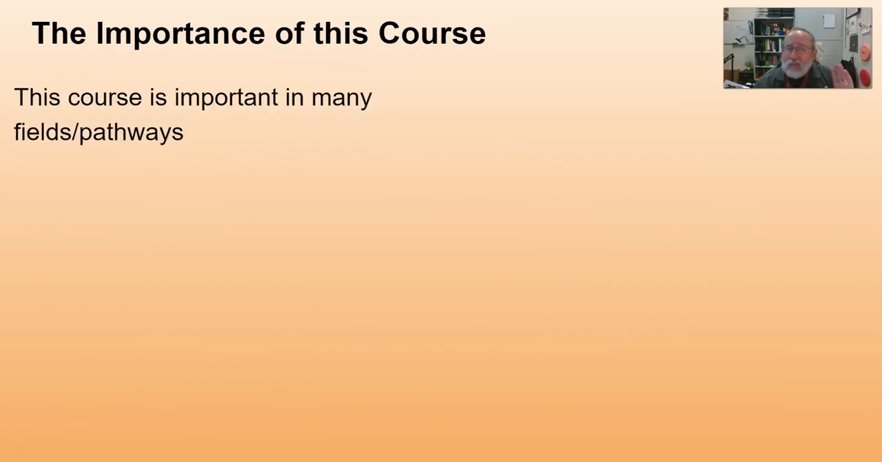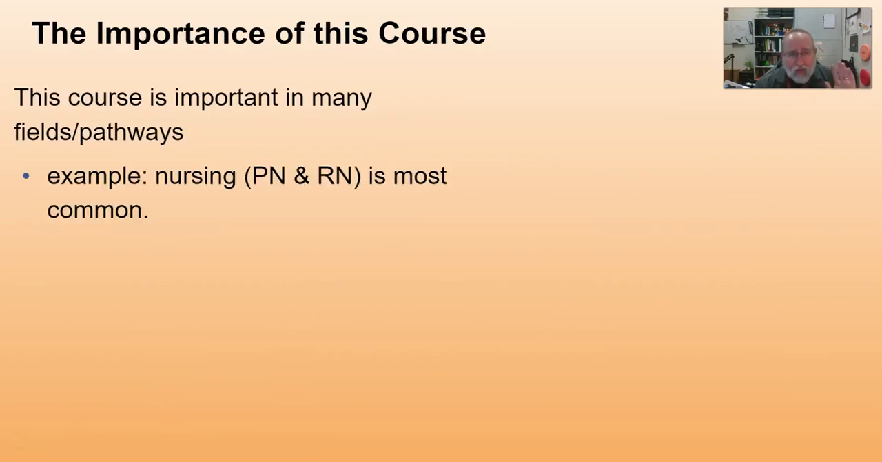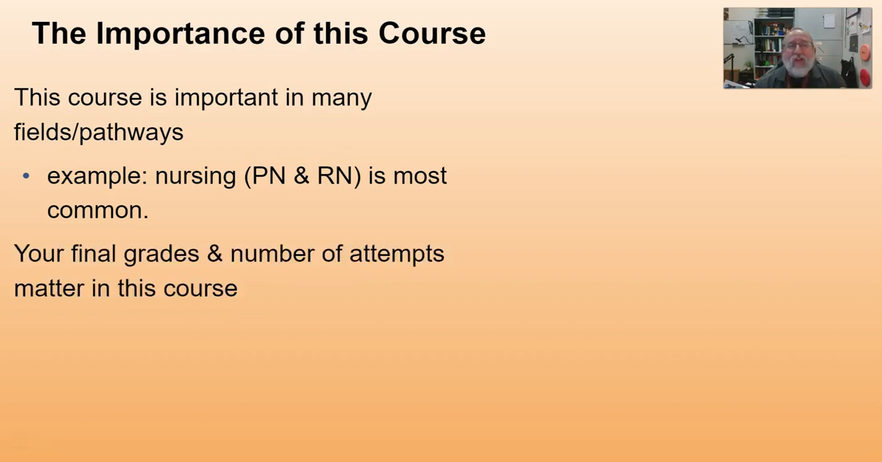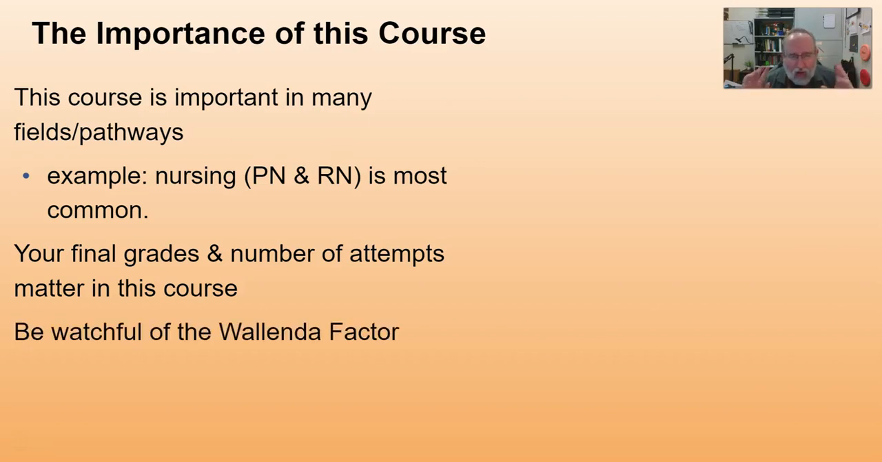Let's talk about the importance of the course. This course is important to many fields and different pathways, and you know that. For example, if you're going into nursing, PN or RN, this is something that's really important for you. Anatomy and physiology is important. Your final grades and the number of attempts matter in this course. For competitive programs, they're going to be looking at what your final grade is and maybe how many times you've taken it too, so you have to be very careful while you're studying for this course.